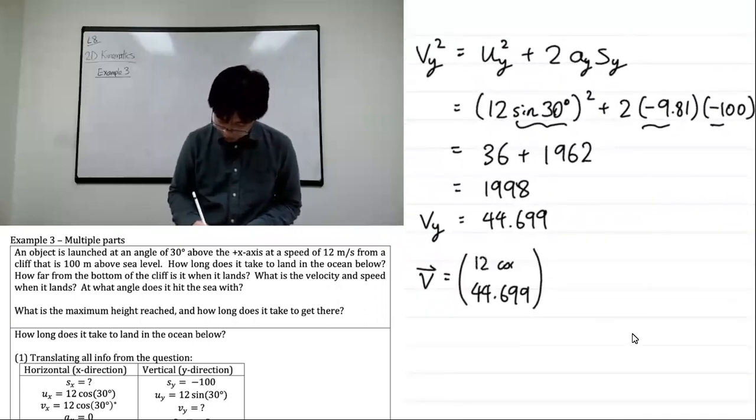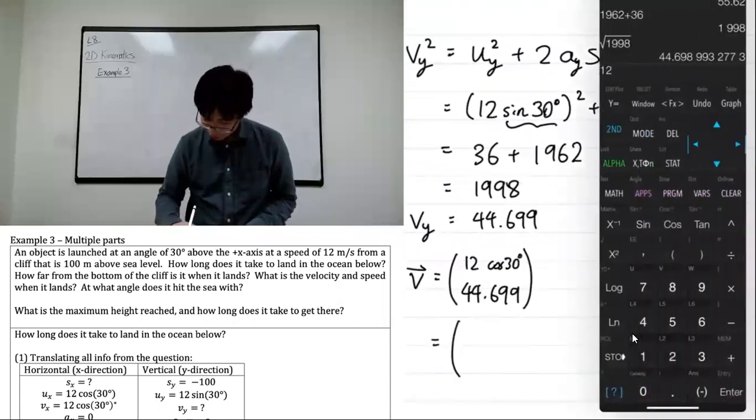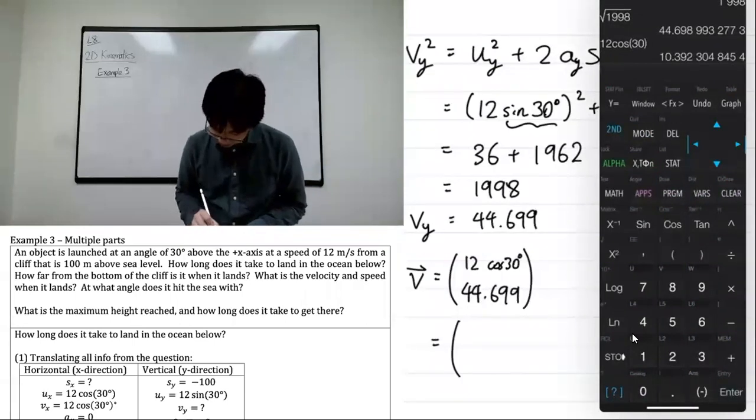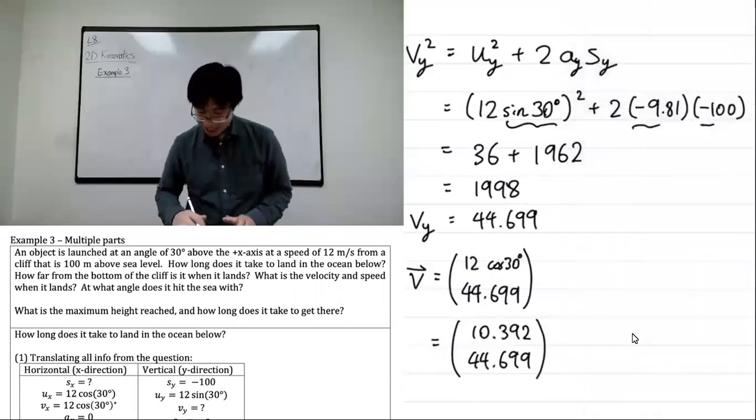12 cosine 30 degrees, which means we should plug that in. 12 cosine, oops, not shift, just cosine 30 degrees. And yeah, so that's 10.392 and 44.699. Okay, is this right?